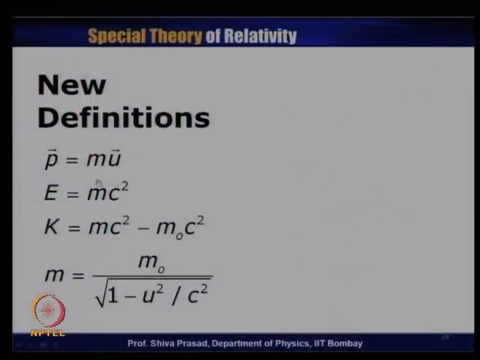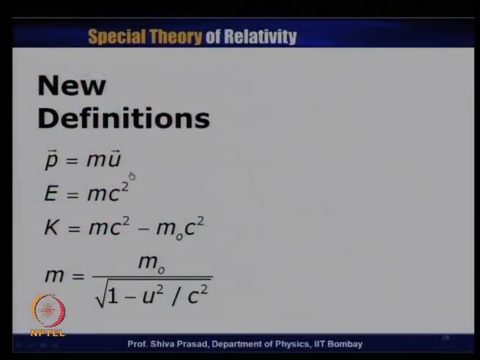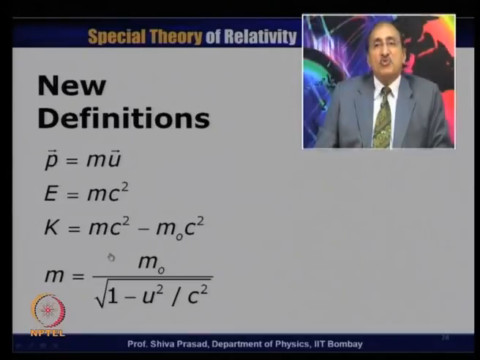So, these are the new definitions. Just to summarize, P is equal to mu, E is equal to mc², K is equal to mc² minus m₀c², and m is defined as m₀ divided by the square root of 1 minus u² by c².